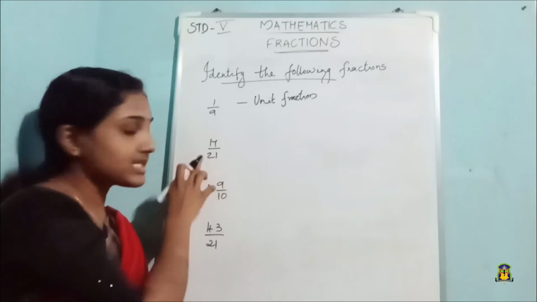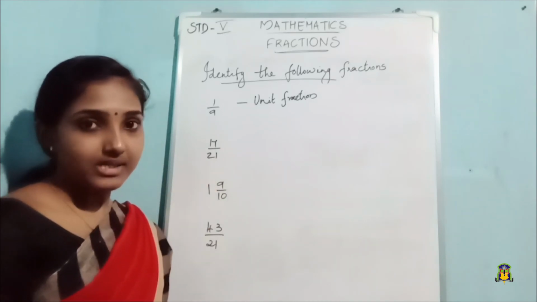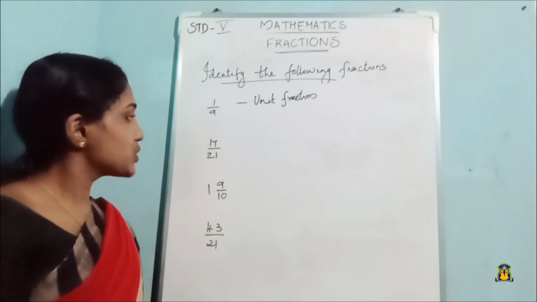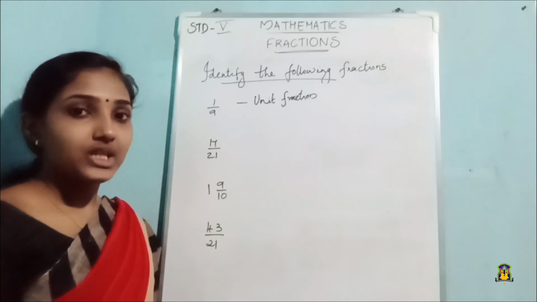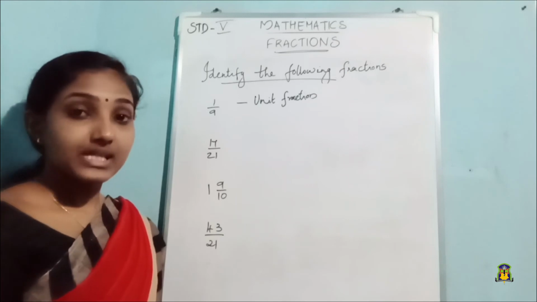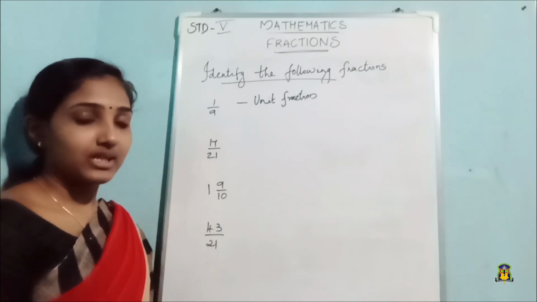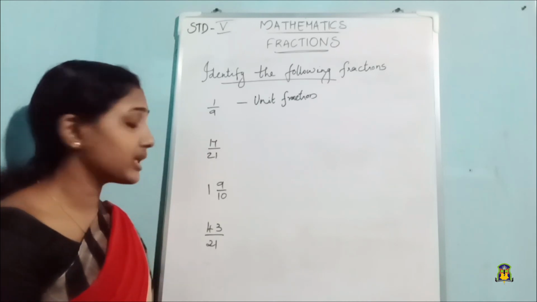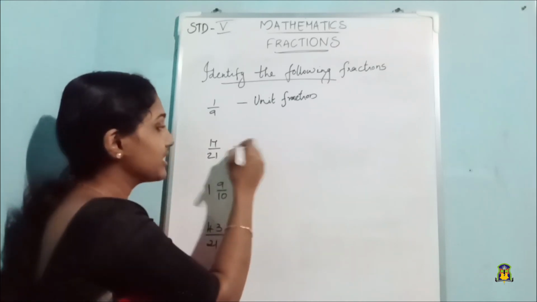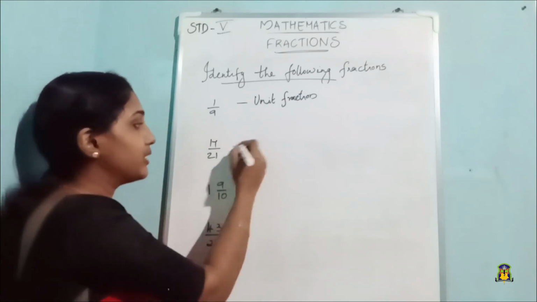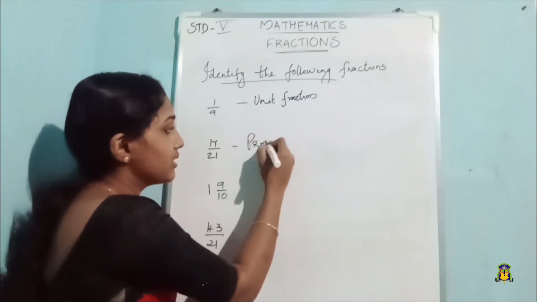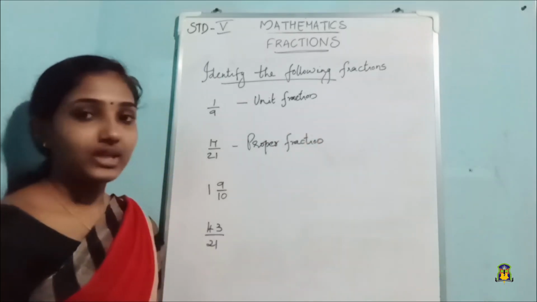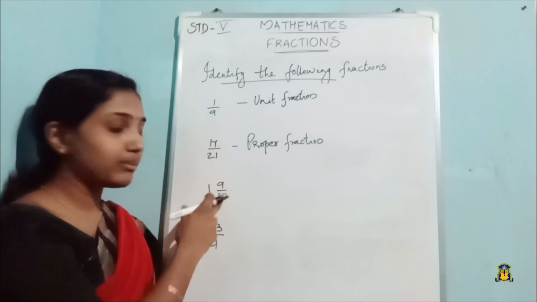Okay. Next is 17 by 21. The numerator is 17, the denominator is 21. The numerator is less than the denominator, right? If the numerator is less than the denominator, which fraction is that? It is a proper fraction, right?